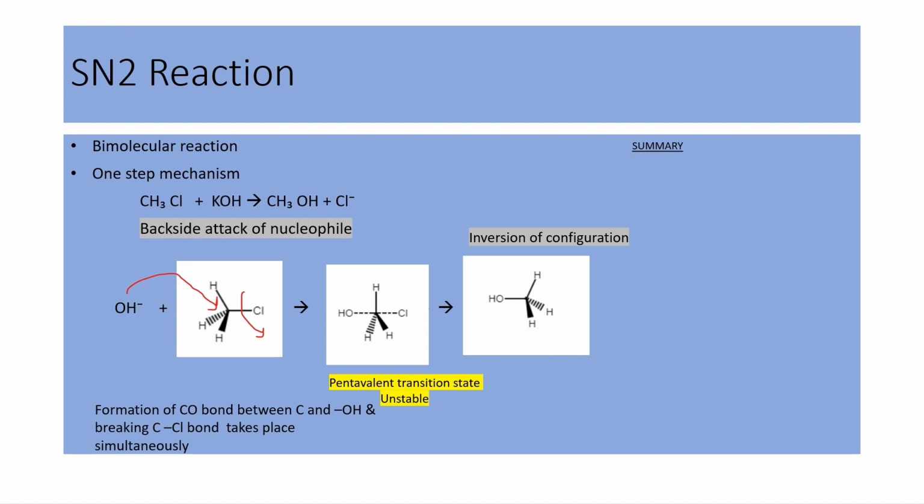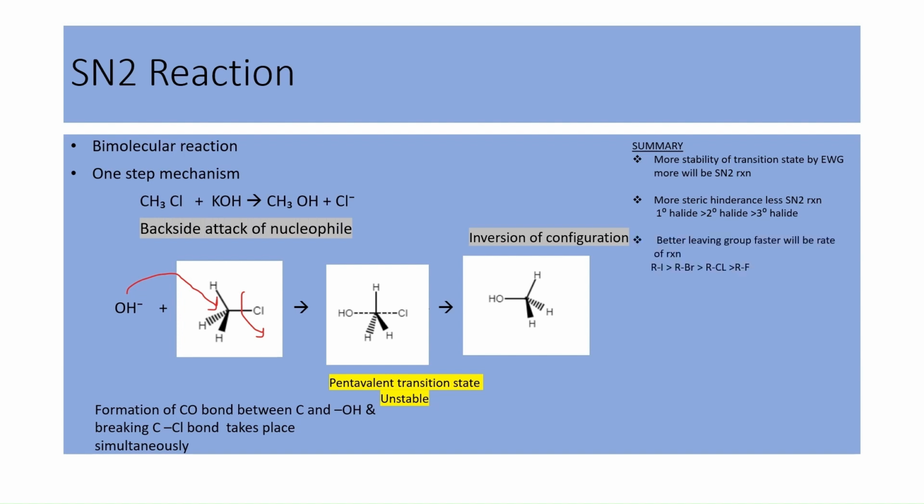To summarize the SN2 reaction: the more stable the transition state by electron leaving group, the more will be the SN2 reaction. The more the steric hindrance, the less will be the SN2 reaction. This reaction requires the approach of the nucleophile to the carbon having the leaving group. The presence of bulky substituents on or near the carbon atom will reduce the rate of reaction. Primary alkyl halide will show more SN2 reaction than secondary or tertiary alkyl halide. The better the leaving group, the faster will be the rate of reaction. So, the reaction will be faster with RI, then RBr, then RCl, then RF.